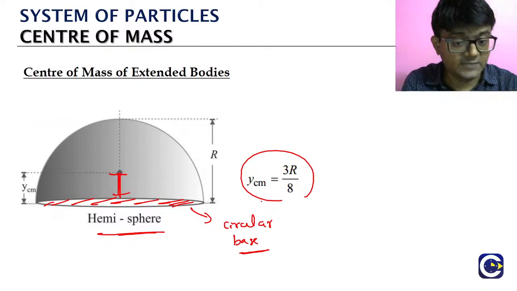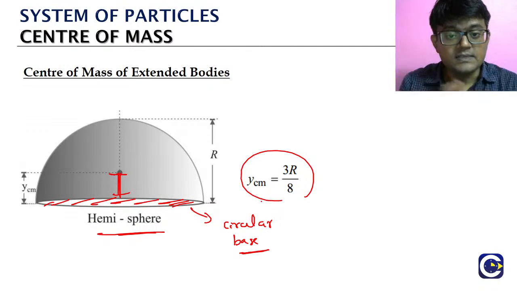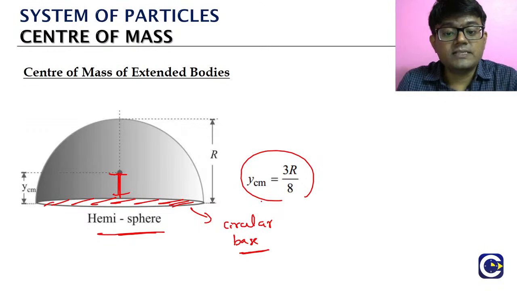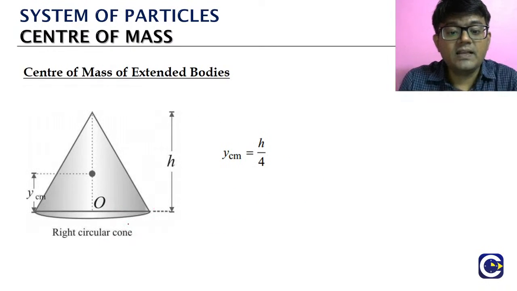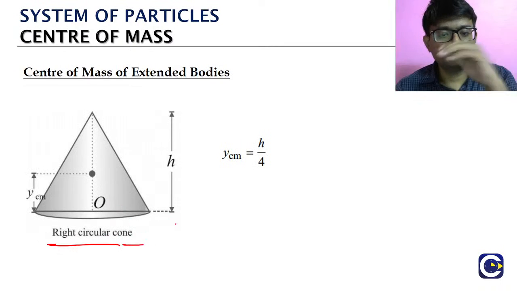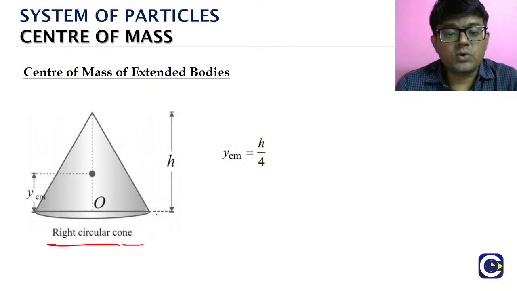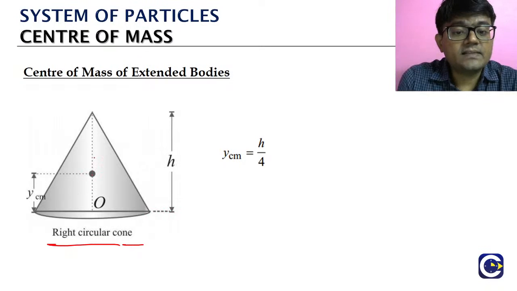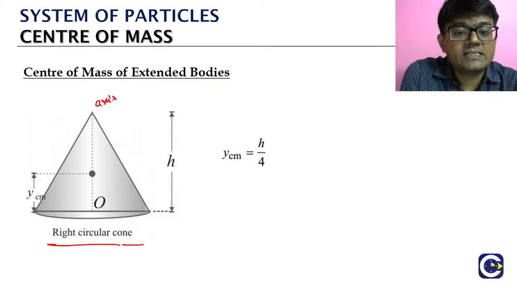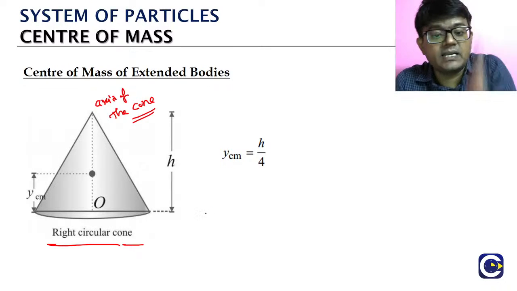So what is it for a semicircular wire? What is it for a semicircular disc? And what is it for a hemisphere? ஏன்னா இதெல்லாம் ஸ்டாண்டர்ட் ரிசல்ட்ஸ். அடுத்து பாருங்க, for a right circular cone. So for a right circular cone எடுத்தா the center of mass will be on the axis of the cone. எங்க வரும்? It will be on the axis of the cone. ஏன்னா axis is a symmetric line.